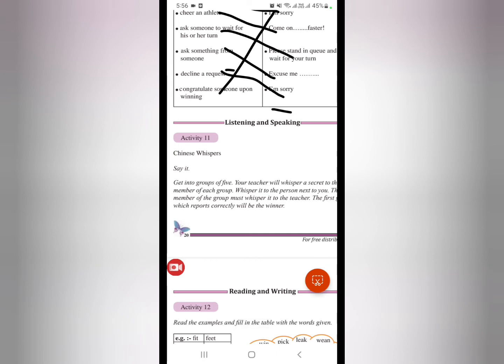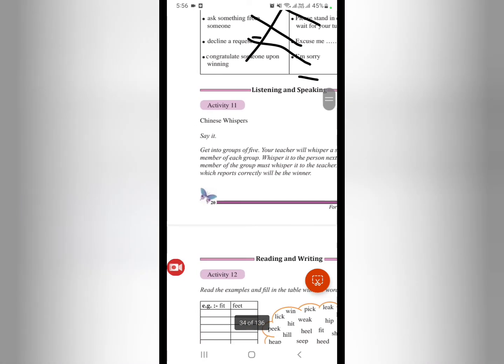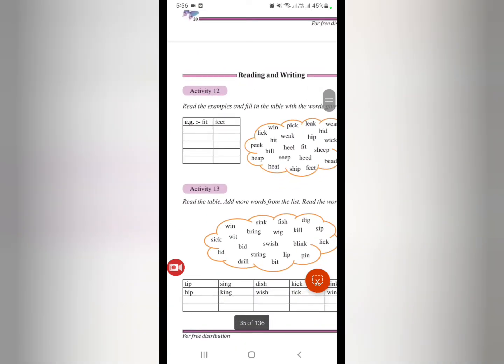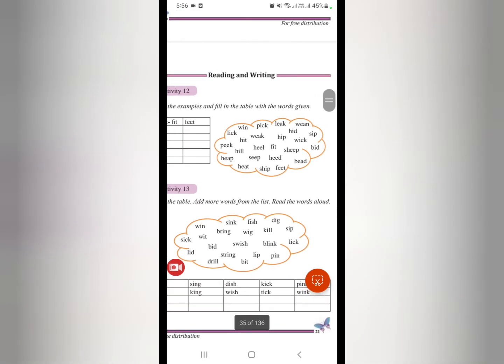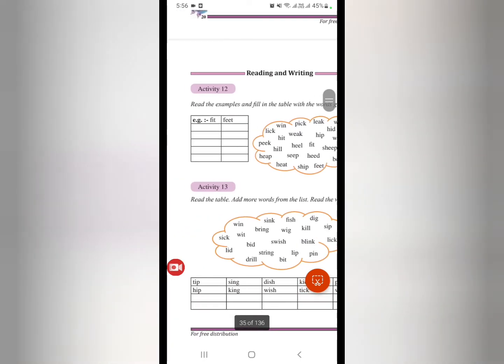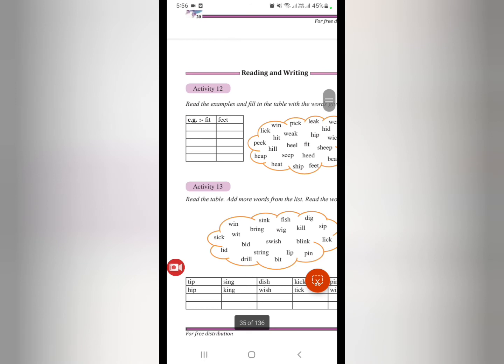Oh. You should do it. This is a game. You should do it in your school or in your class or at your home by illustrating someone as the teacher. Now we will go to the next activity. Reading and writing. Reading means வாசித்தல், writing means எழுதுதல். Now activity 12. Read the examples and fill in the table with the words given. You should read the example and fill in the blanks.